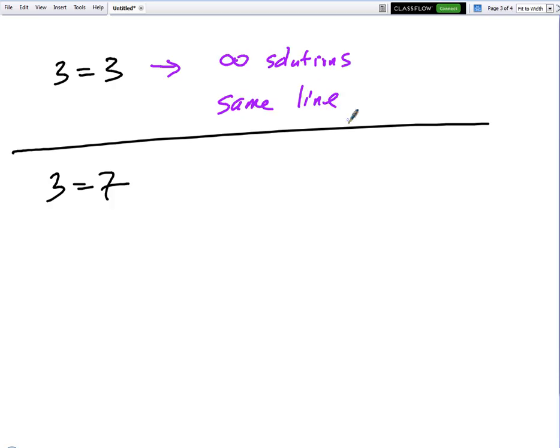So infinite solutions, same line. What if we get a weird answer that's not true? No solutions. And what's that tell us about the lines? Parallel lines, very good.